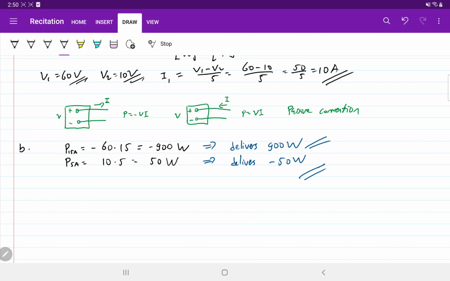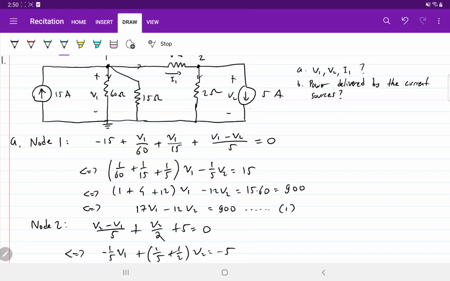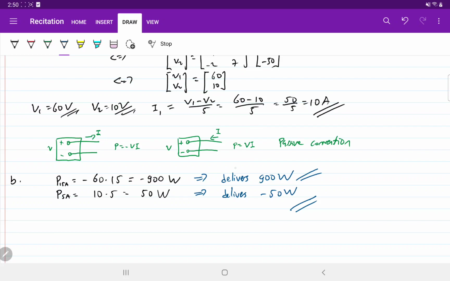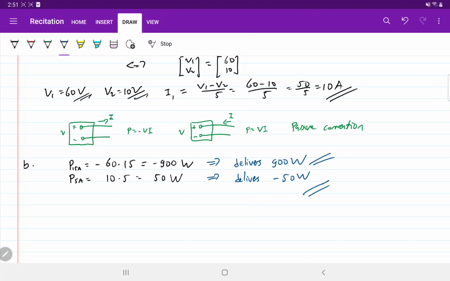Okay, so don't get confused by this power thing, because you should be able to tell whether one current or voltage source is consuming or delivering power, and always answer based on the question. If the question is how much power is being delivered by a current or voltage source, then you have to state how much it's delivering. Okay, all right. So that's the first problem.